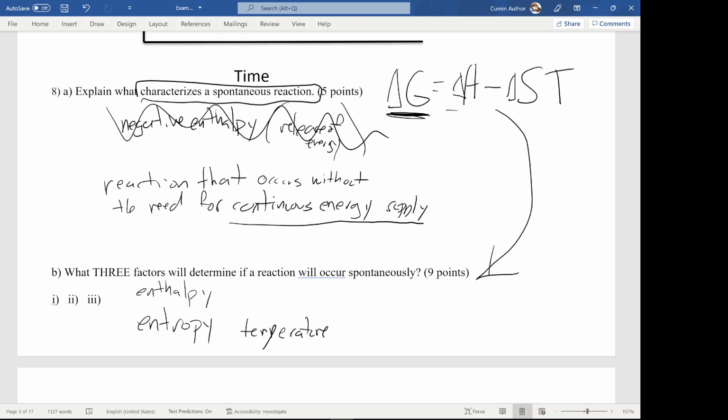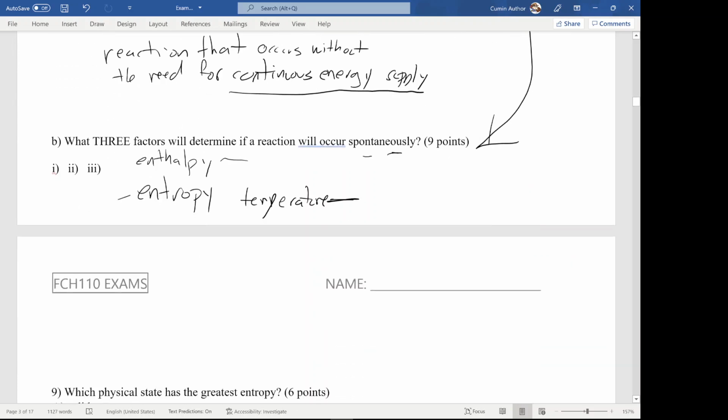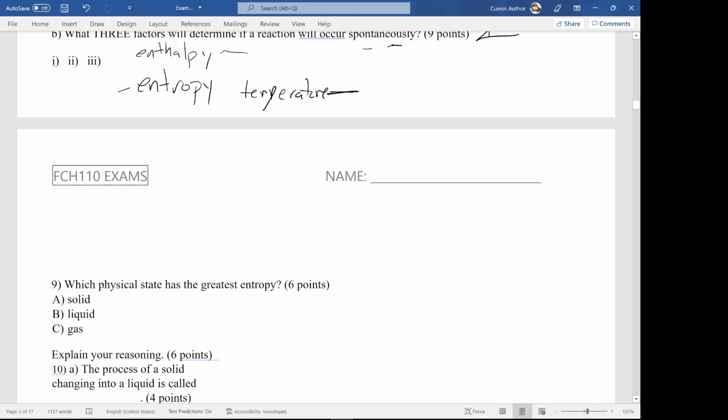So a negative enthalpy, which means a release in energy, makes it more likely something is spontaneous. An increase in entropy also makes it more likely that something is spontaneous. Temperature will determine if something is spontaneous if there's a mismatch between these two. If you've got a positive enthalpy and a positive entropy, then only at certain temperatures will something become spontaneous. But for now, these are just the three factors: enthalpy, entropy, temperature. And how those factors interplay will determine whether or not something is spontaneous.